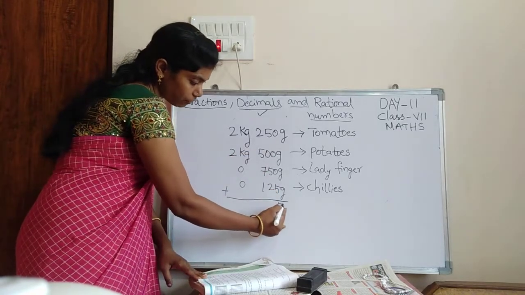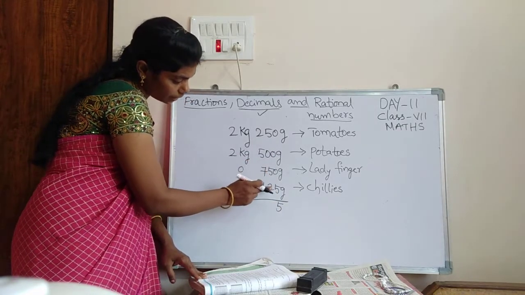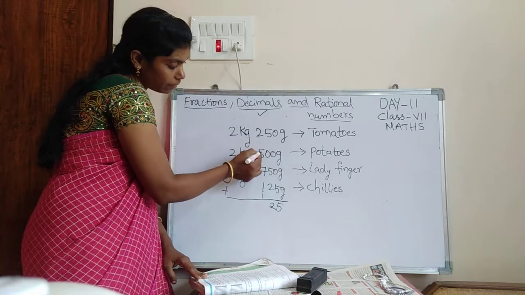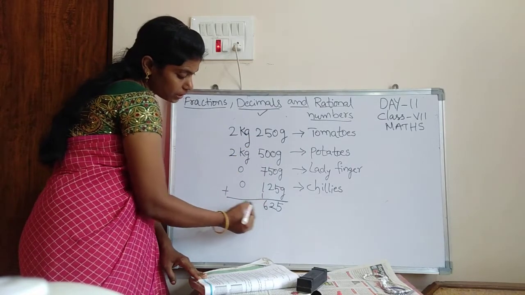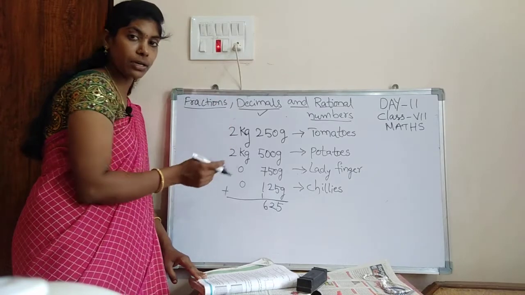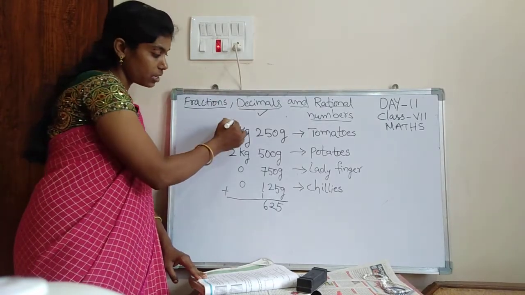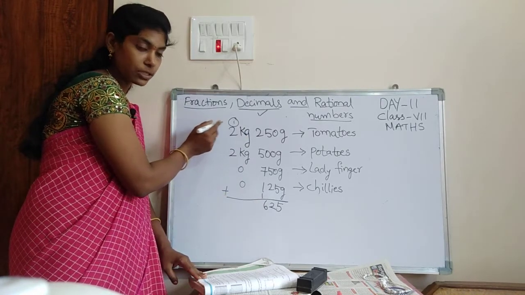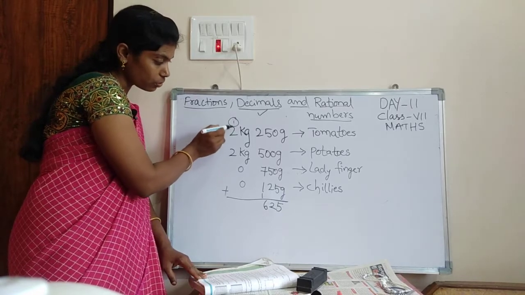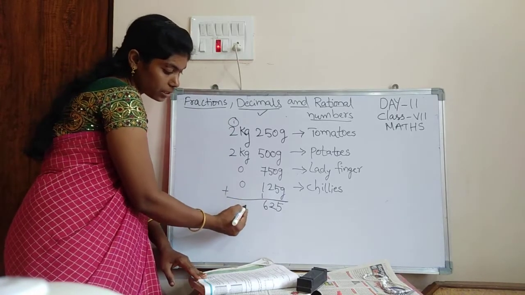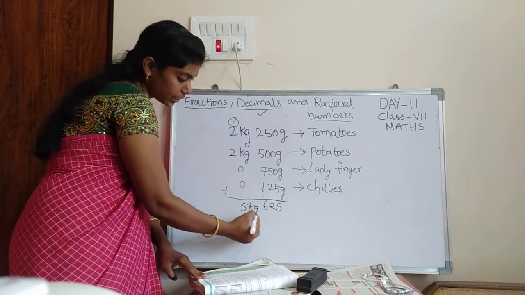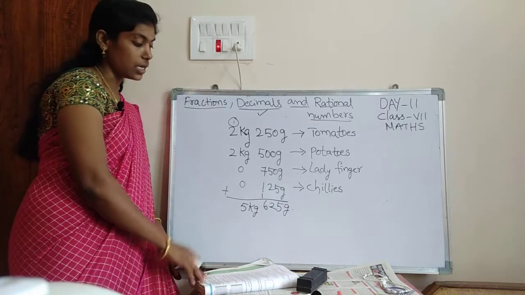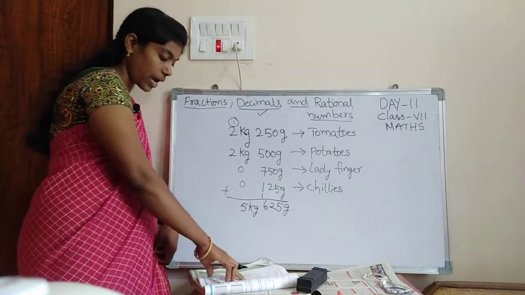First is 5. Next 5 plus 5, 10. 10 plus 2, 12. 7, 8, 9. 9, 10, 11. 11 plus 5 is 16. Here, as you have already learned, when doing addition of decimals, whenever a double digit comes, you write the tens place in the next part. So 2 plus 1 is 3, 3 plus 2 is 5. So he is carrying a total of 5 kg 625 grams of vegetables, whatever he bought.